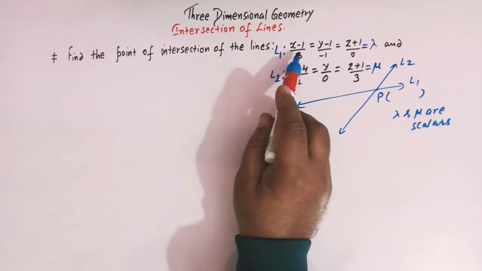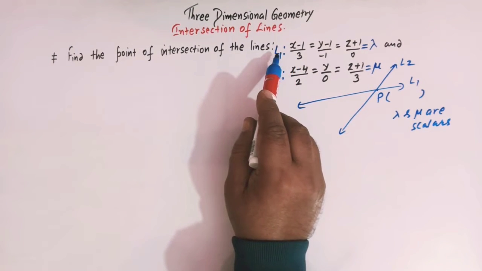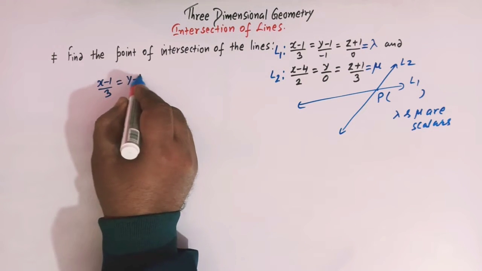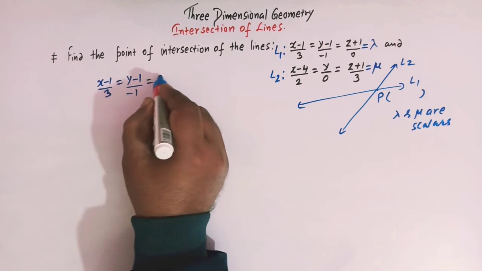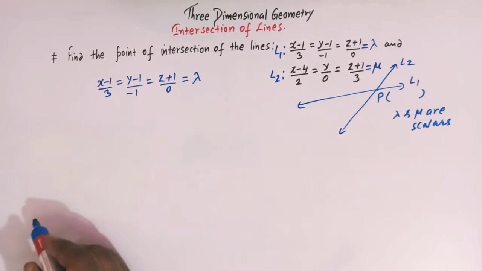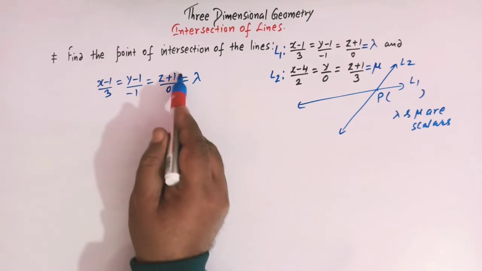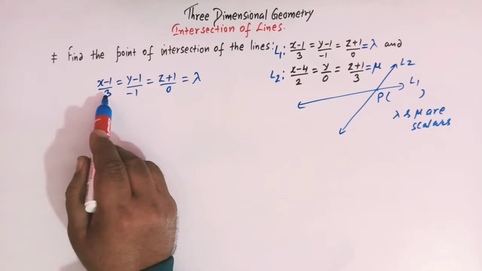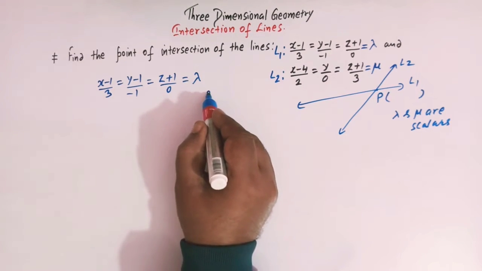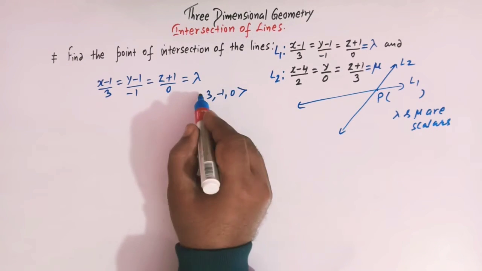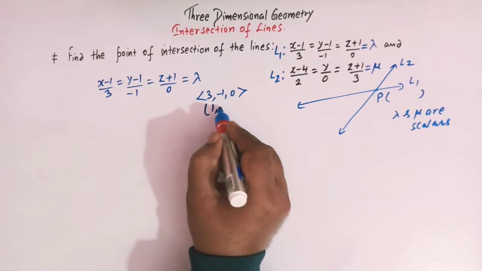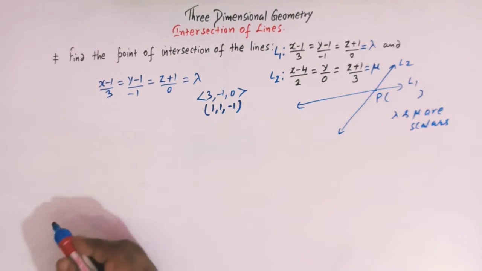Here let us first take the line L1. So here we have (x minus 1) over 3 is equal to (y minus 1) over minus 1, (z plus 1) over 0 is equal to lambda. If we inspect this equation, we see that this line L1 has the direction ratios 3, minus 1, 0, and this line passes through the point (1, 1, minus 1).